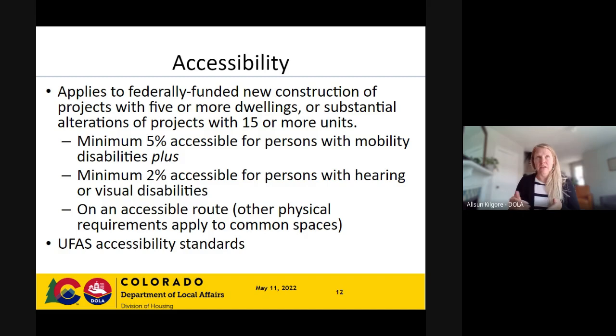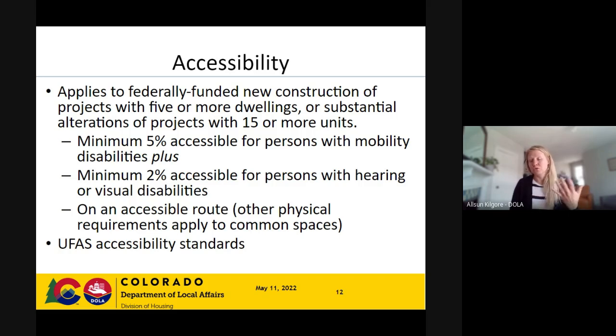And I will say that in a lot of new constructions, we're seeing that the accessible units are mobility, vision, and hearing impaired, all in 1 unit. And that's fine, but just ensure that if you have a 100-unit building, that would require a minimum of 5 units designated for persons with mobility impairments and 2 units for those with vision, hearing. So if your units are a combination of all of those, you need to get 7 total, not just 5.